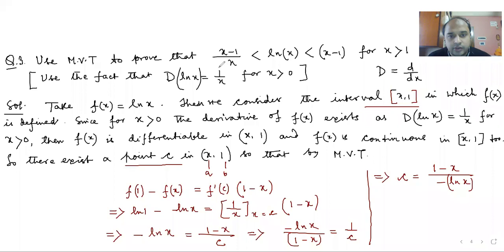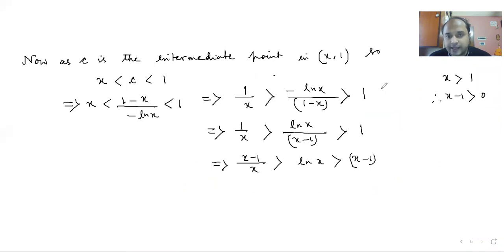See, actually I need to show this. x minus 1 should be on the right hand side, and x minus 1 by x should be on the left hand side. So here actually the form of the inequality has changed. Okay, Abhipriya Ghosh, you want to say something, no? So unmute yourself and you can say.